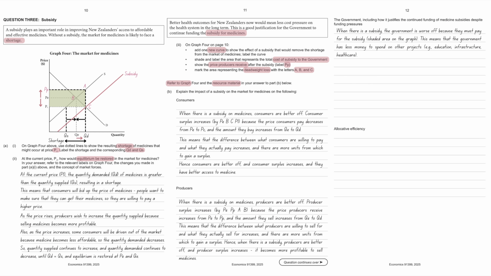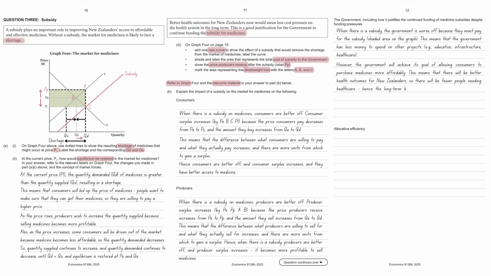So here we've got some examples: education, infrastructure, and healthcare. So the government has to pay for a subsidy for the medicines. You can't just get the medicines for free, the government is paying for it, so therefore they are worse off. However, the government will also achieve its goals of allowing people to purchase medicines more affordably.